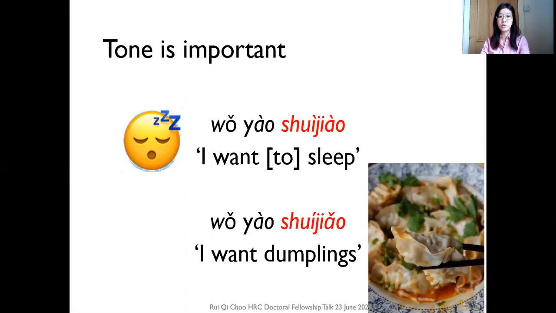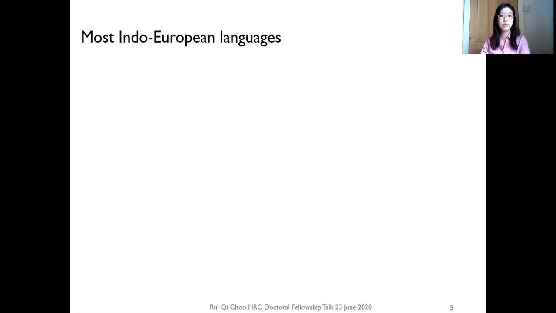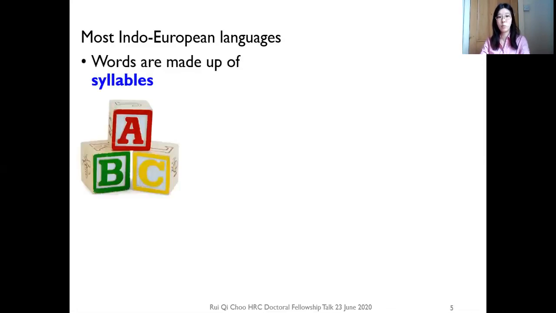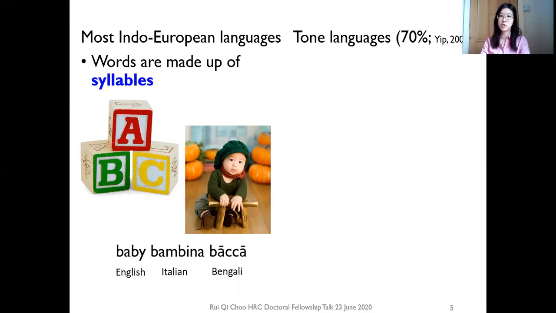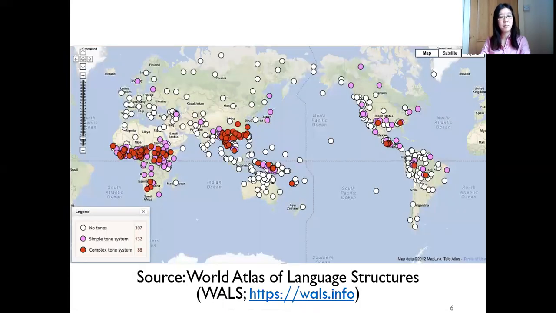When we first learn words as children, for many languages, including Indo-European ones, a word is made up of one or more syllables. So for this cute infant here, we call it baby, 2 syllables in English, 3 syllables bambina in Italian, and baccia, 2 syllables in Bengali. What about tone languages? As an aside, tone languages are actually the majority. They make up 70% of languages in the world. As you can see from this map, many of them are clustered in Africa, including Fon, and Asia, including Thai and Mandarin.